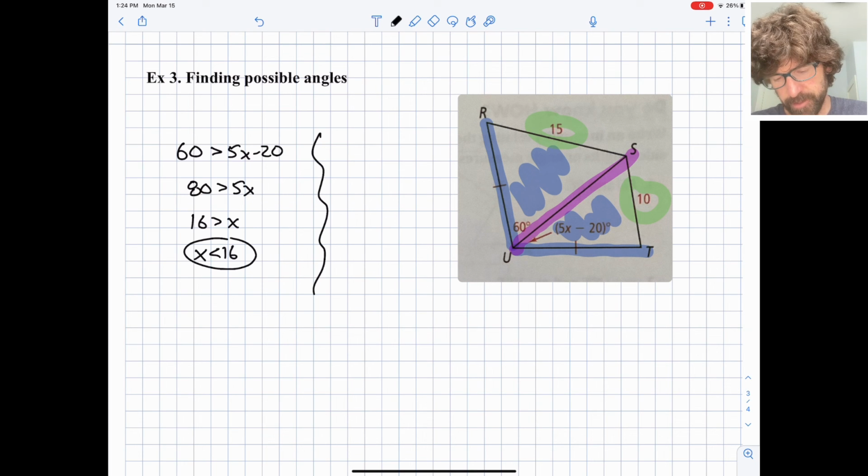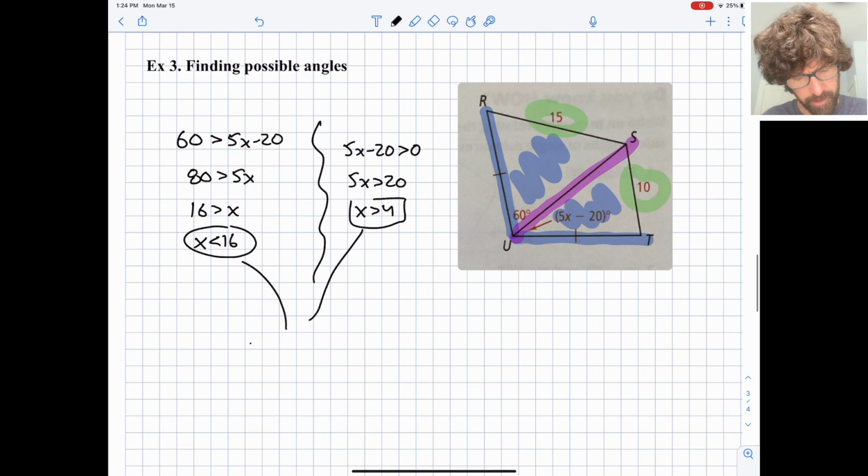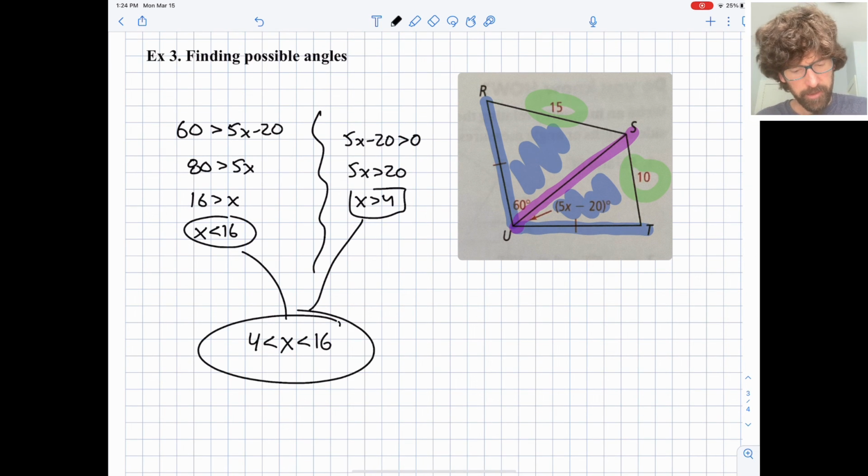There's actually something else we can do. That angle has to be greater than 0, right? So we can additionally say that 5x minus 20 has to be greater than 0. Add 20 to both sides. 5x is greater than 20. Divide by 5, x is greater than 4. So we can combine these two results together into one statement. x has to be bigger than 4, meaning 4 is less than x. And then x additionally has to be less than 16. So that would be x written as a compound inequality.